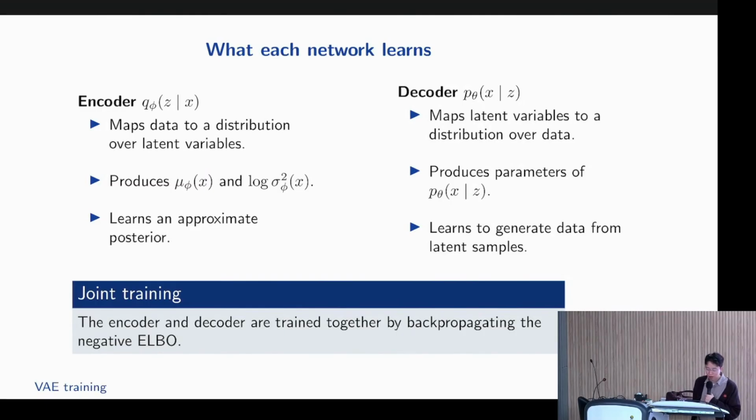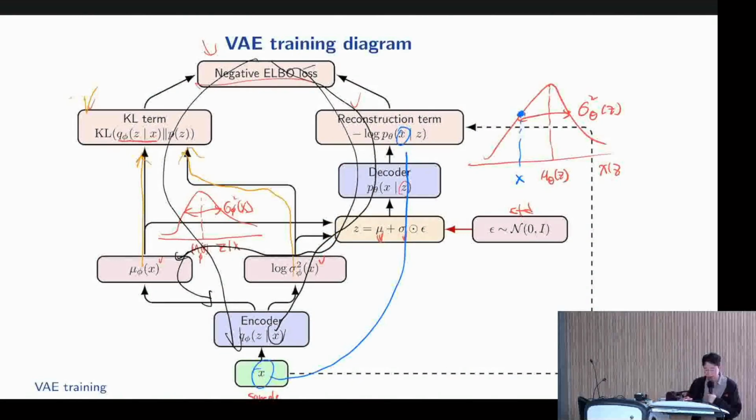Okay, so what do they learn? The encoder maps data to a distribution over latent variables, produces the mean and variance parameters for the conditional distribution of Z given the data, and learns the approximate posterior distribution. The decoder maps the latent variables to a distribution over the data, and learns to generate data from latent samples. They're trained together jointly by propagating the final loss, which is the negative ELBO loss.